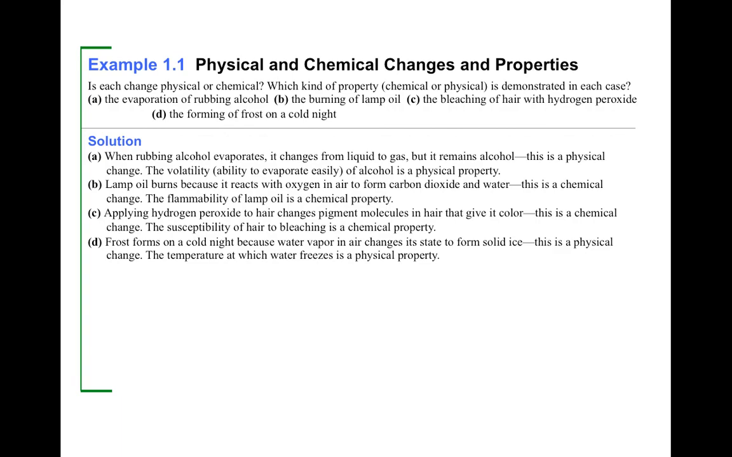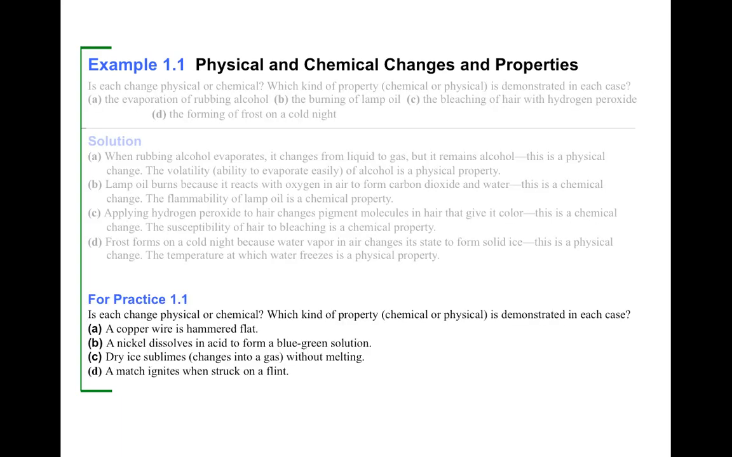Okay. All right, I hope that's helpful. At the end of example 1.1, there's a practice problem that's given, and I want you to do this as practice in preparation for class. Is each change chemical or physical, and what kind of property is demonstrated in each case? You can use the top example as a guide to what's expected for these answers. Okay, good luck.